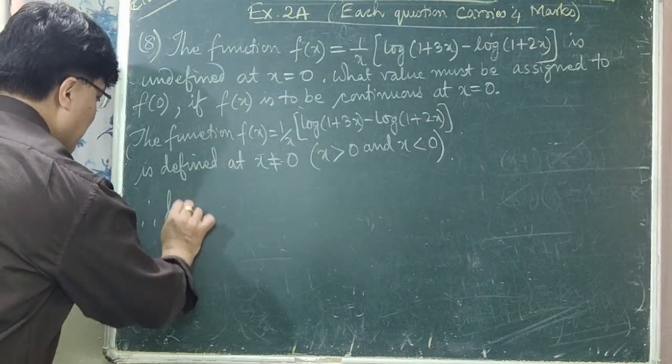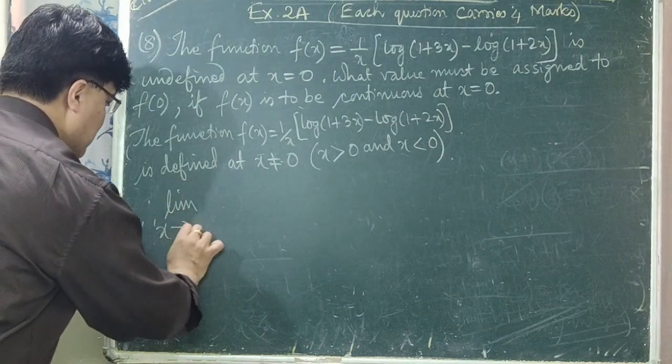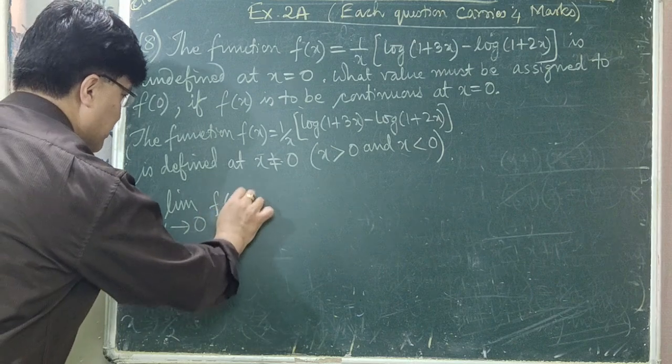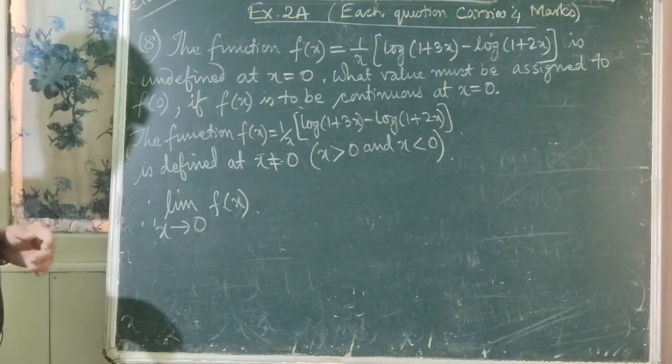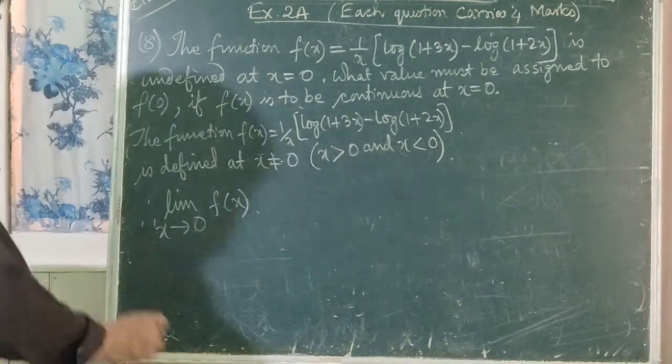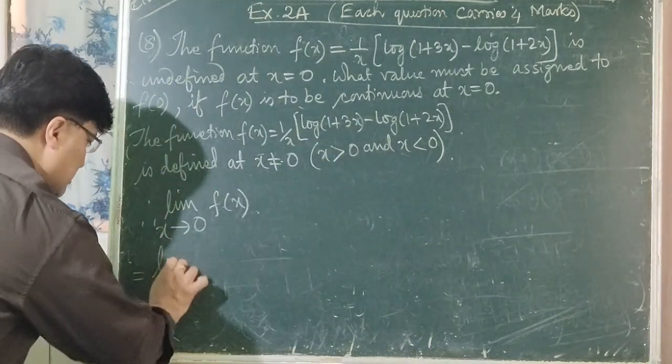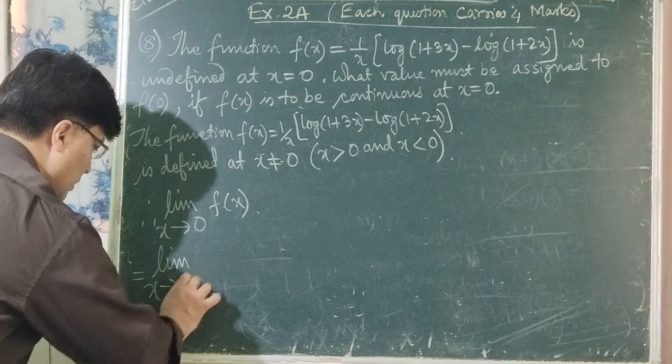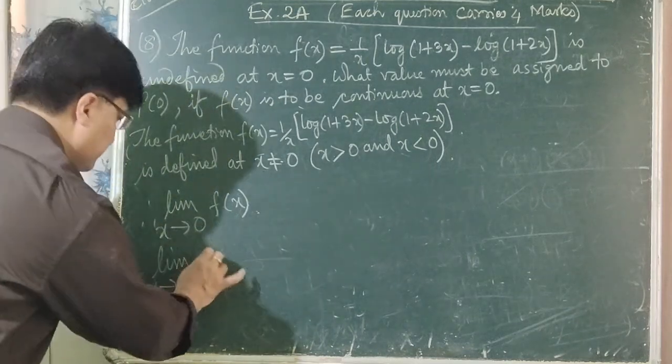So therefore limit x tends to 0 f of x, so which is equal to limit x tends to 0. What is f of x out here?